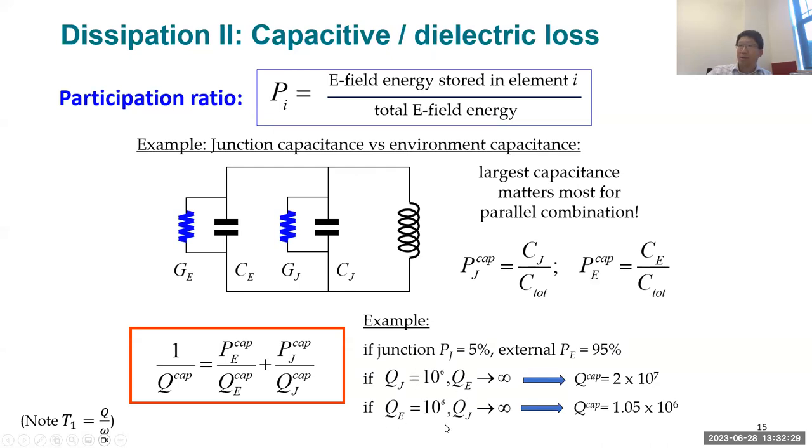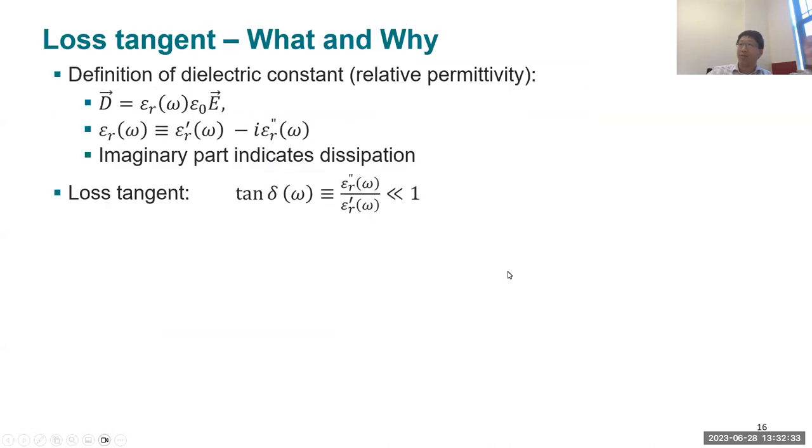So you may ask, what's causing this quality factor? How do I know if a thing has a high quality factor or a low quality factor? Sometimes we talk about the quality factor of a certain material, or we talk about this concept called the so-called loss tangent. Loss tangent is the inverse of the quality factor of a material, and it's defined as follows.